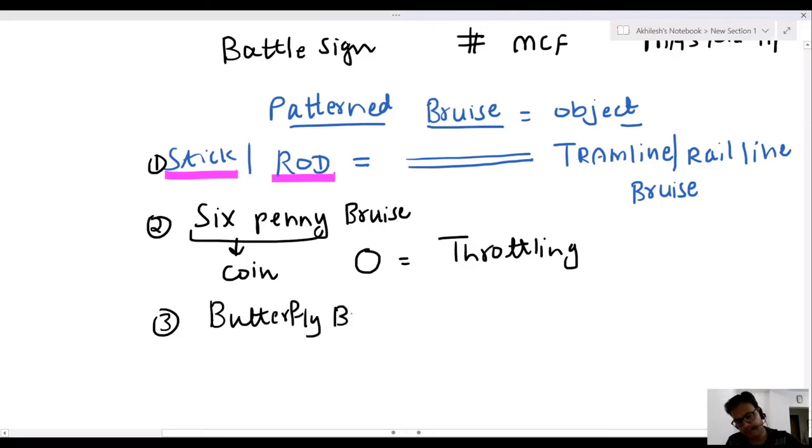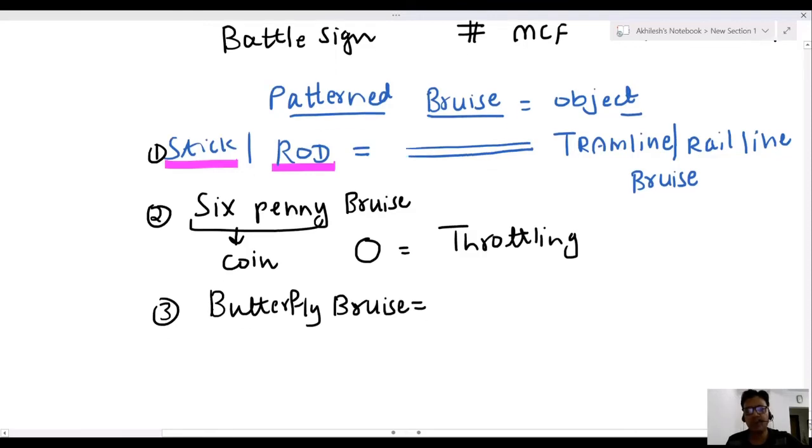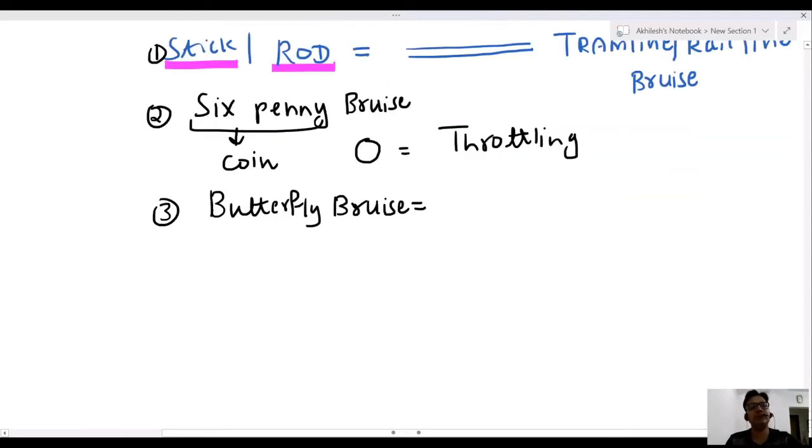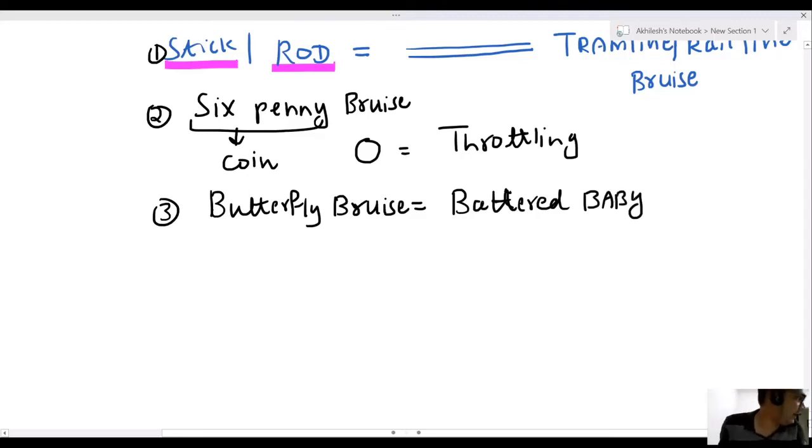Butterfly bruise. All are pattern bruises, my dear friend. Butterfly bruise is from child beating, that is battered baby. It is seen in battered baby syndrome. When you are frequently beating a child, there will be butterfly bruise.